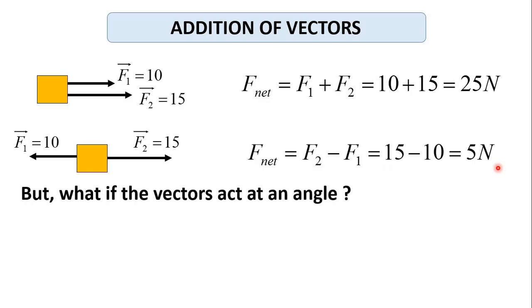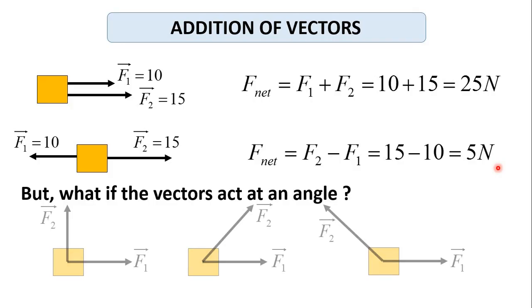But what if the vectors act at an angle? Like this. If the vectors are acting at 90 degrees to each other, or the angle between the vectors is an acute angle or obtuse angle, then neither F1 plus F2 will be the answer, nor F2 minus F1 is the answer. We will have a different formula for doing that. Let us see.